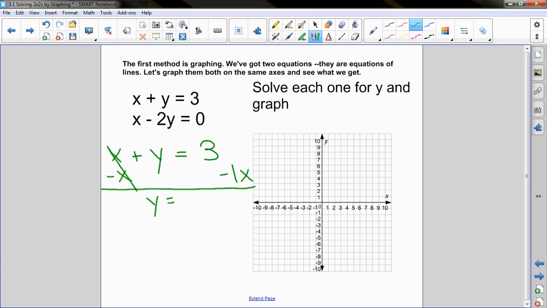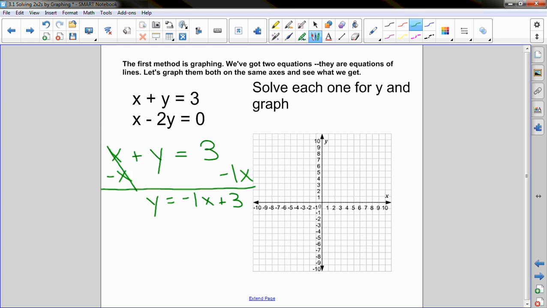Y equals, now, I don't want to write 3 minus 1x. I want the x first. So I'll do this one, even though I told you I did. So is that okay? I've got y is equal to negative 1x plus 3.